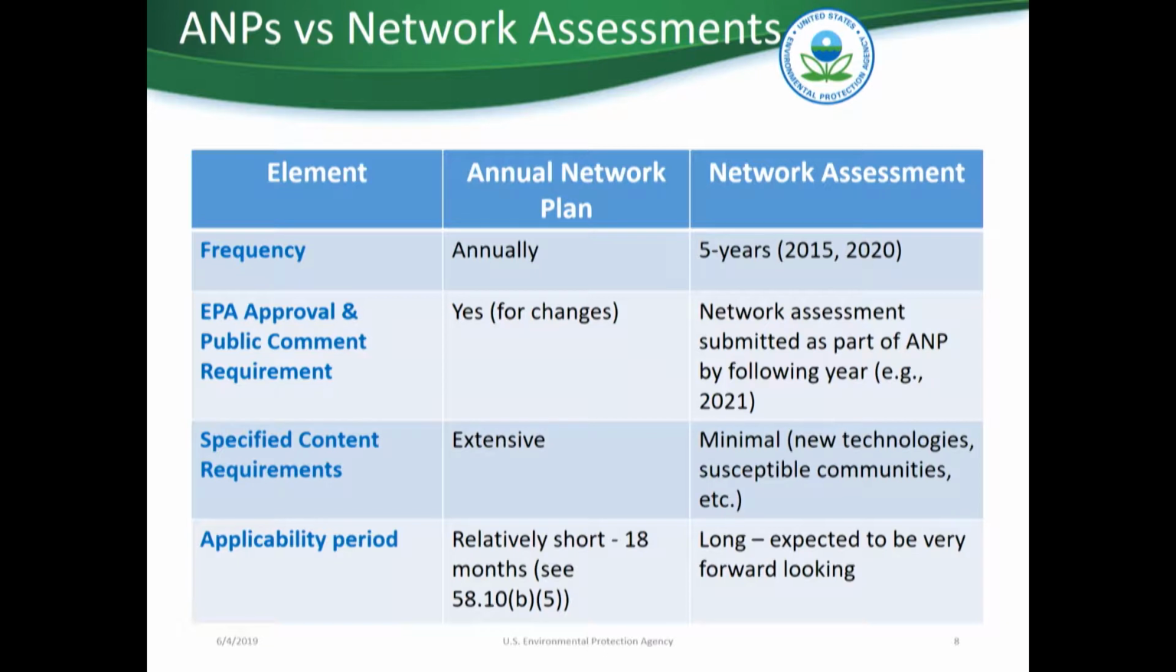Okay, so this table looks very familiar to Craig's, but I do have a couple of things to complement what he said. The annual network plans are due annually. The network assessments are due every 5 years, with one coming up in 2020. Our approval and public comment is required for network plans, especially when you include network modifications with your plan, as often you guys do. The network assessments are also submitted as part of the annual network plan process the following year.